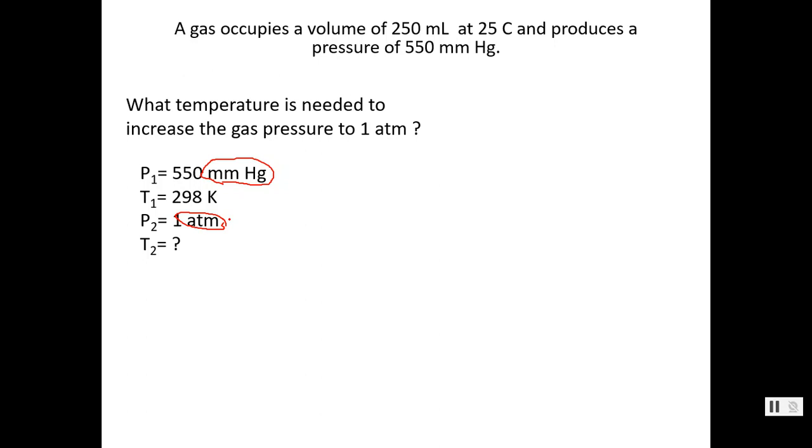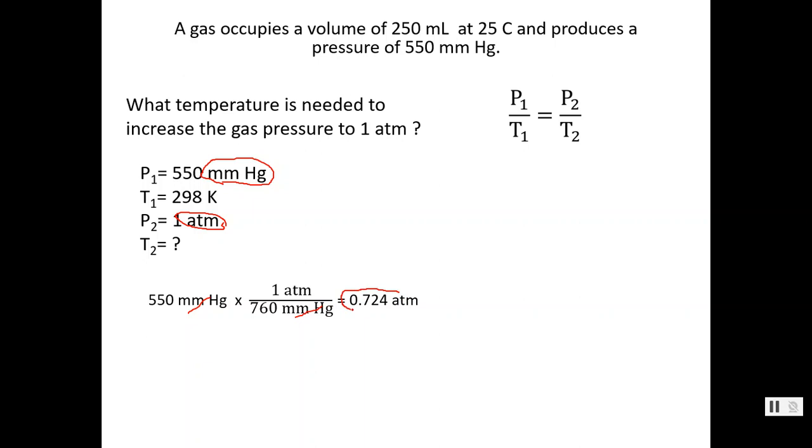So before I move on and solve this problem for T2, I need to convert one of my pressures to the appropriate unit. So I converted my 550 millimeters of mercury to atmospheres using the conversion between millimeters of mercury and atmospheres that we talked about in the very first video for this chapter. Millimeters of mercury units cancel. So we now have a pressure in atmospheres, the same unit as P2. So this is the value that we are going to use for P1 when solving Gay-Lussac's law.